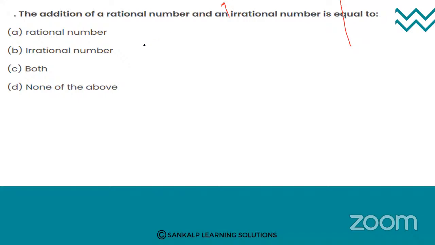Yes. Option A is right, or B is right, C is right, D is right. Which one is correct?